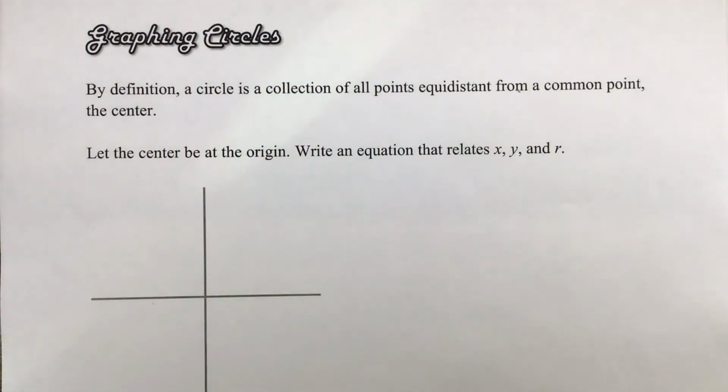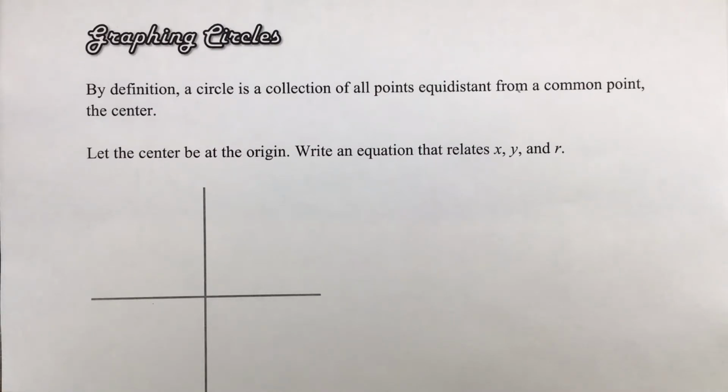Graphing circles. What we're going to do now is look at how do we graph a circle on the coordinate grid? And maybe more importantly, how do we write an equation so that we could graph a circle on the coordinate grid? Remember, by definition, a circle is a collection of all the points that are equidistant from a common point called the center. And if we take that definition and we think about a circle on the coordinate grid, there's really two things that we need to know. We need to know the center and we need to know the radius.